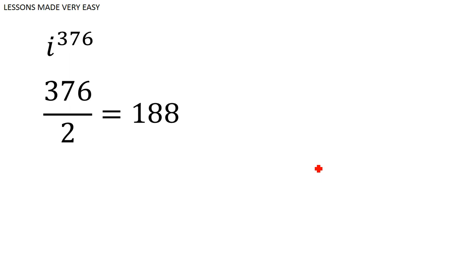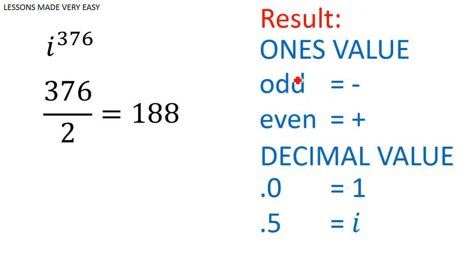i to the power of 376. Divide by 2, 188. This one is the rule. It's easy to memorize because odd is negative and even is positive. Just remember that. And when there's 0.5, it's i, and if there's no 0.5, it's 1. So it's very easy to memorize. Here the ones place is 8, so it's even, and there's no decimal value, so it should be 1.